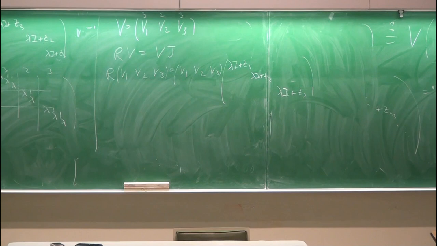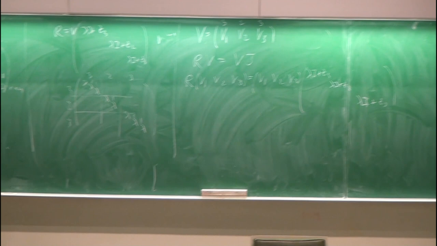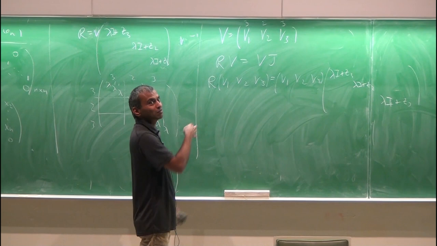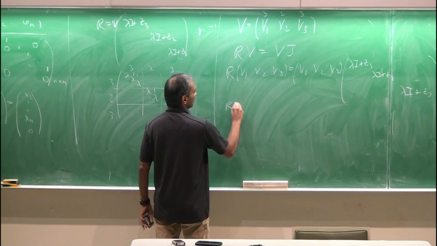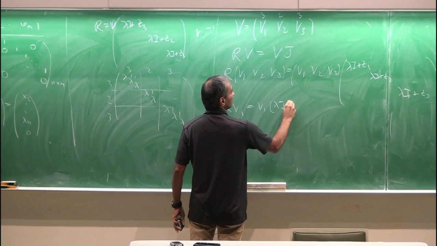I've seen proofs that go column by column, they're all wrong. You cannot do this column by column. Okay, you can see that the numbers are all entangled. There's no logical way to write this column by column. It's just a mess. I'll write it down soon. But at least at this stage, you see that if you multiply R times V1, the first block column on the left, it's going to be V1 times lambda I plus Z3.